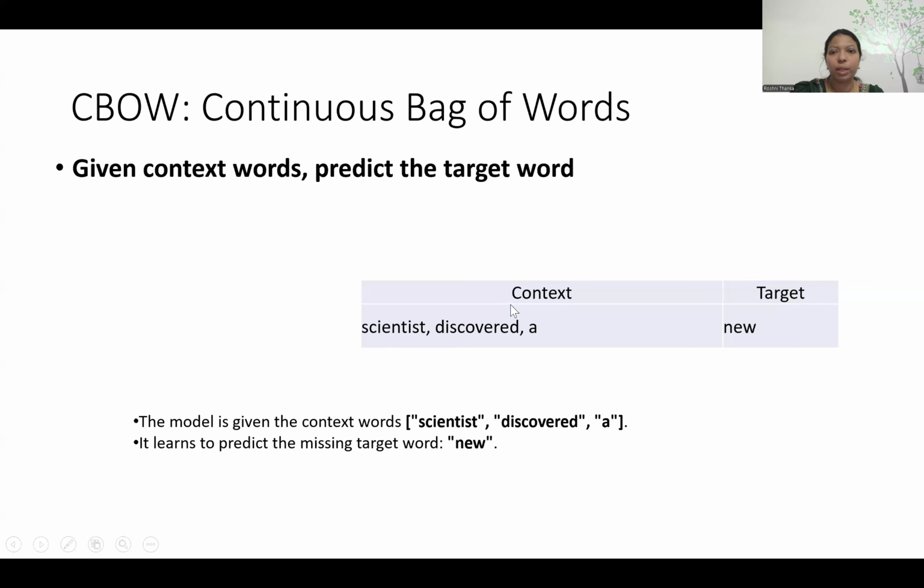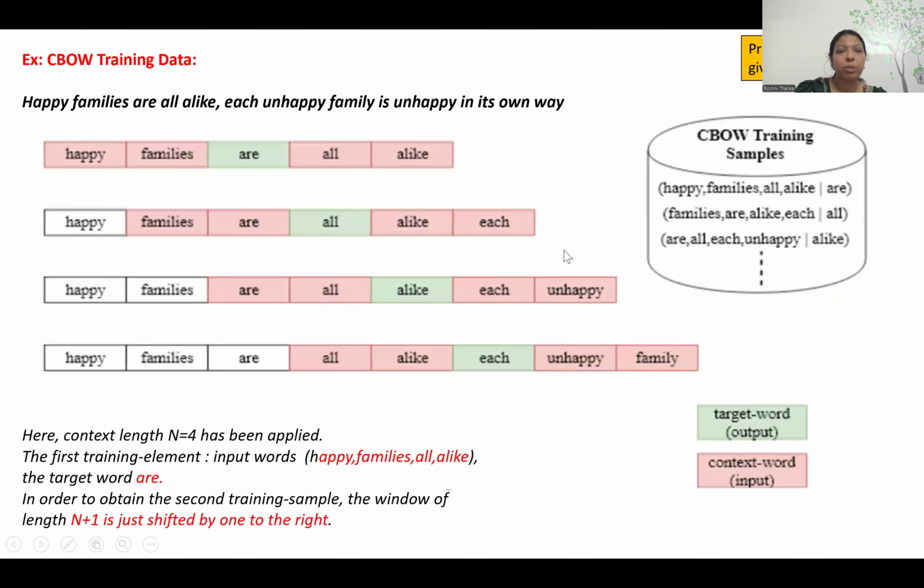So this is an example. Here the context is given: Scientists discovered a dash. What will be the next word here? So the next word I want to predict. Context is given, I want to predict the target. So the next word could be new, or it can be something else. So context is given, predict the target. So that is CBOW, continuous bag of words. Here also we can work with the window concept as I told earlier.